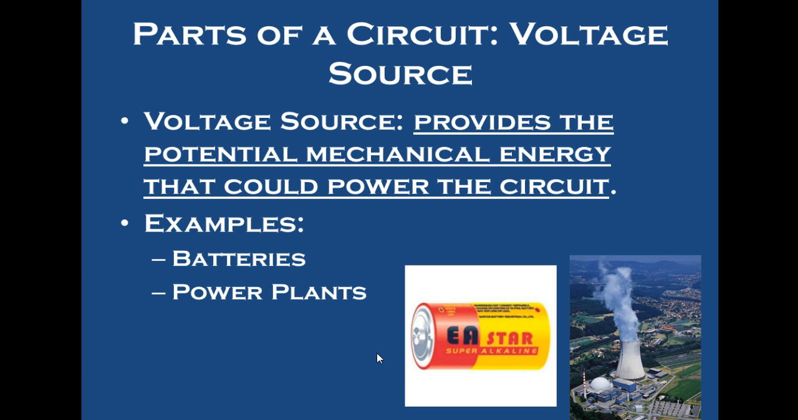Okay, so now we're going to talk about different parts of a circuit. First of all, you have to have a voltage source. You have to have a source. Your remote for your TV will not work if you do not have any batteries in it because you do not have a voltage source.